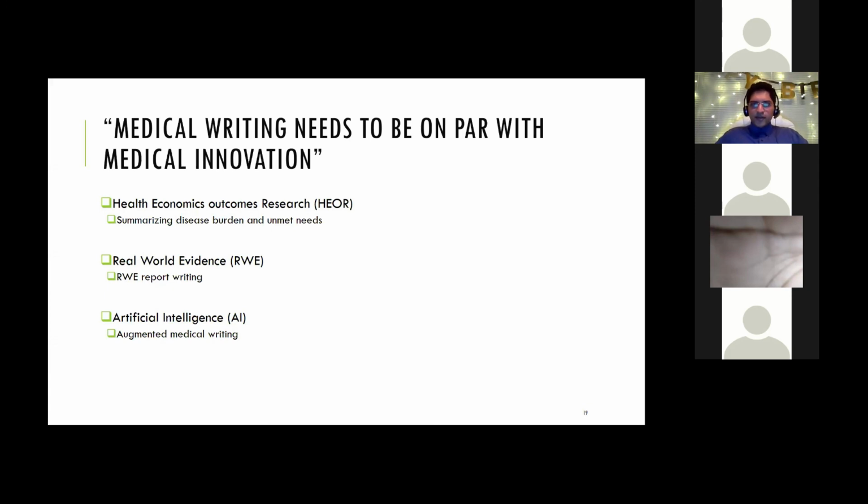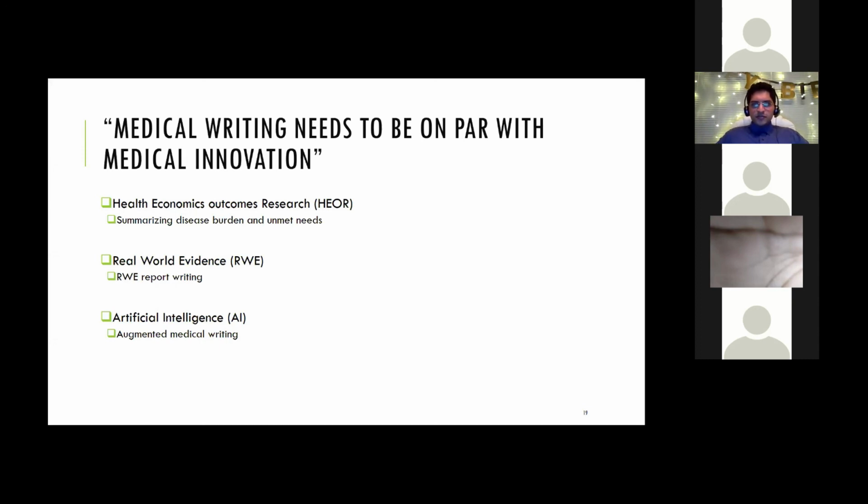And more regulatory agencies across the world are demanding real world evidence reports. And this has created a huge gap, a huge niche, which needs to be filled by medical writing within that space. And moving on, the third up and coming field is artificial intelligence, which is also augmented medical writing.